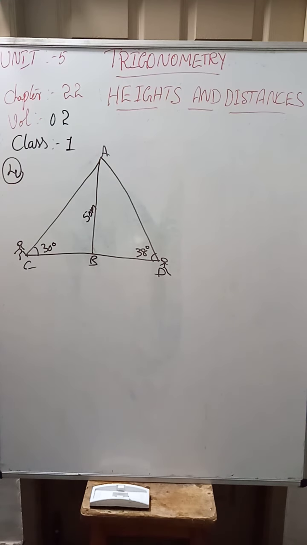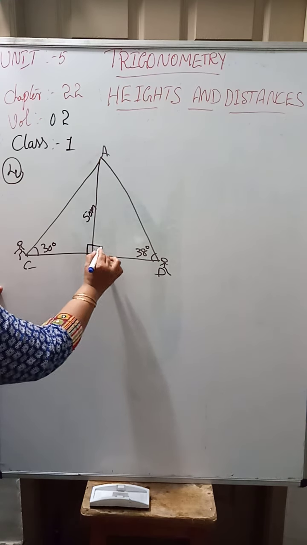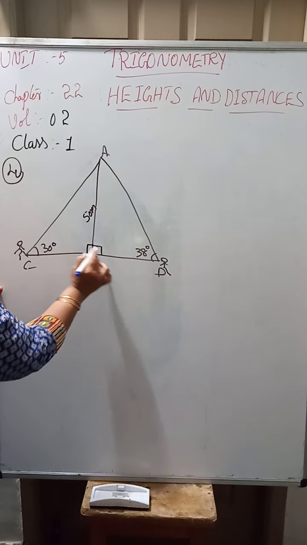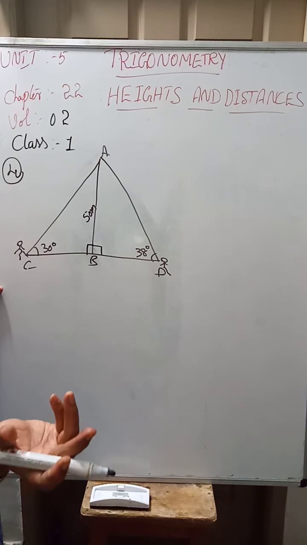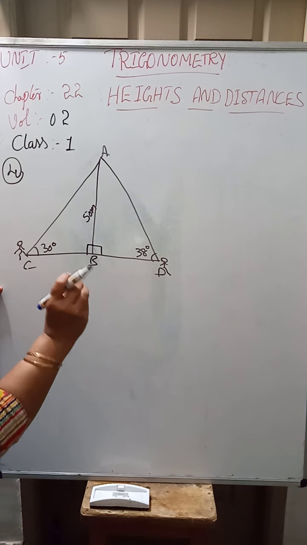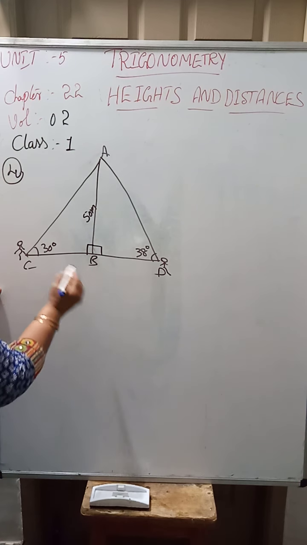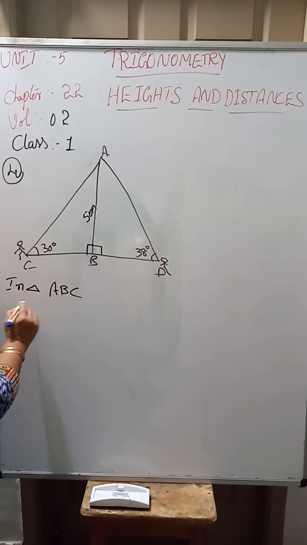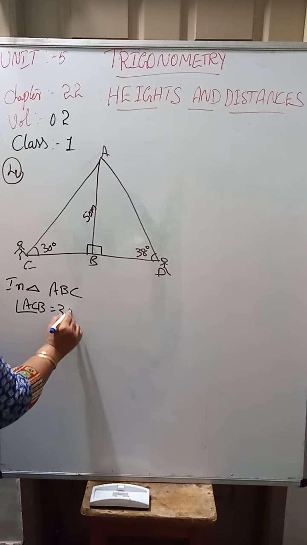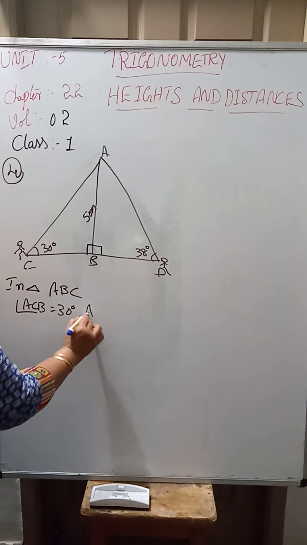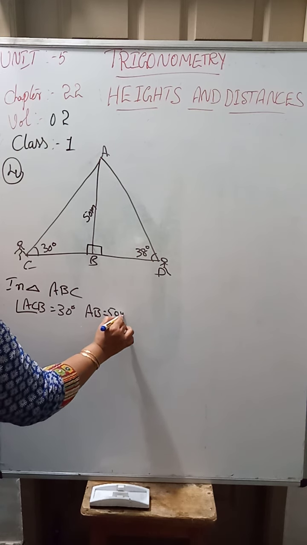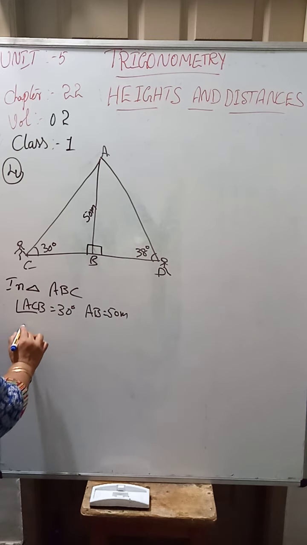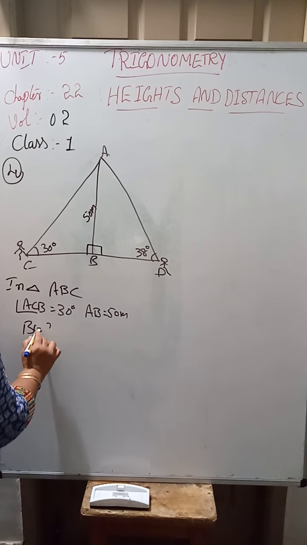Now children, look here. We know that this is the vertical line, so it gives you 90 degrees. In trigonometry we always deal with a right angle triangle. Now in triangle ABC, angle ACB is equal to 30 degrees. AB is equal to 50 meters. Now what do we have to find? BC is equal to question mark.